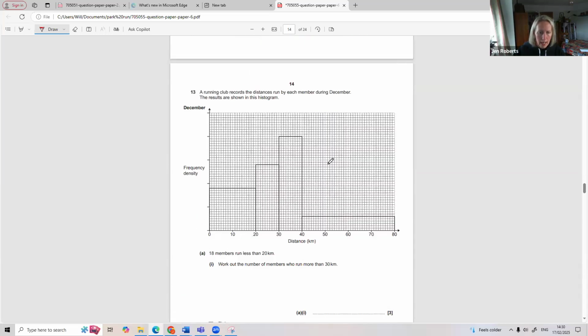Histogram question. 18 members run less than 20 kilometers. So what you need to remember for your histogram is that the area of your bar represents the frequency. We've got 18 members, so that's the area of your bar. So what's our frequency density? What would you multiply 20 by to get 18? Let's do 18 divided by 20, which is 0.9. So that gives us a height. That means this value here will be 0.9.